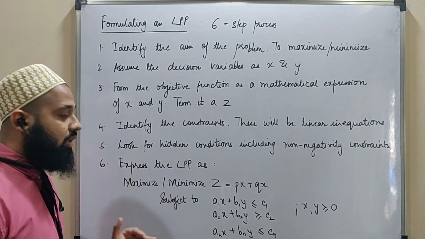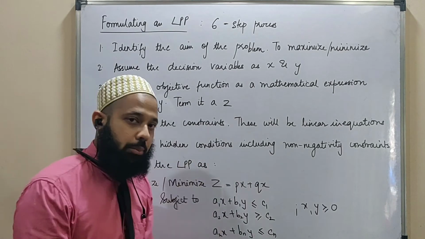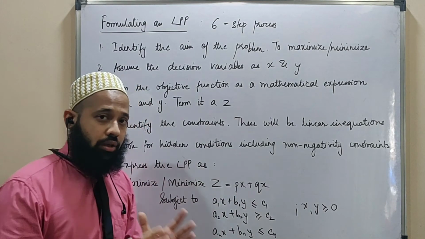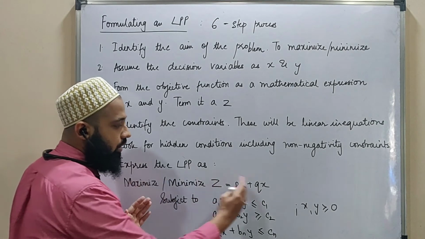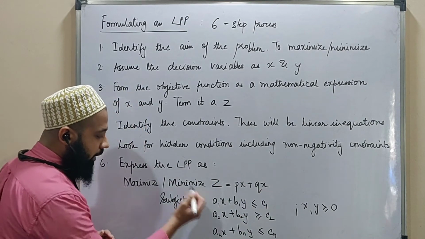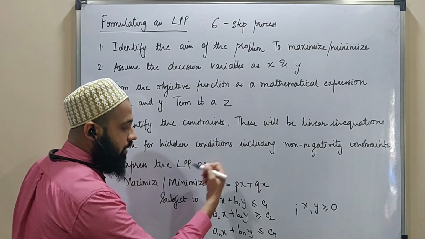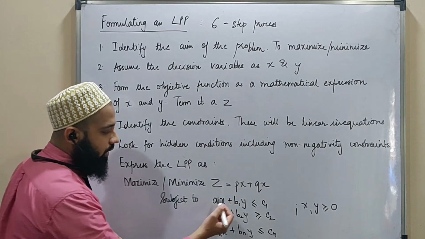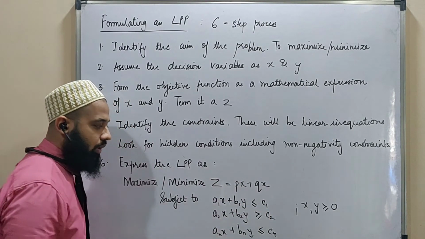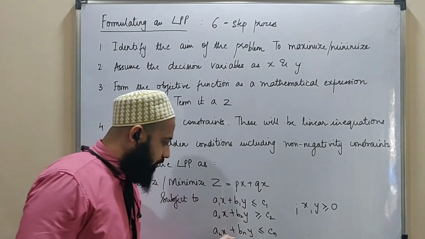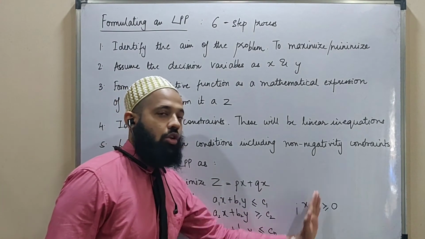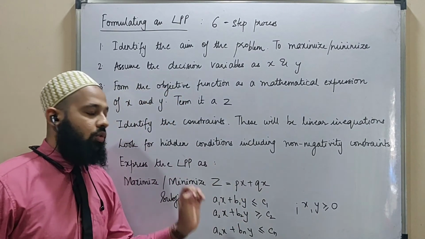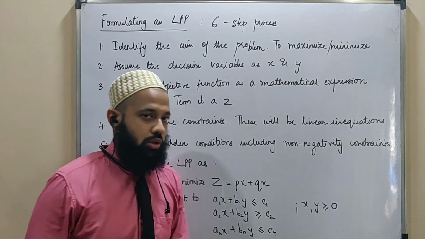Next, the final step, that is to express the LPP in a particular format. This is how it looks. Maximize or minimize, that z equal to, subject to. So based on these constraints this will be done. a1x plus b1y less than or equal to c1, and so on, all of your constraints, as many as they are, and finally non-negativity constraints of x and y greater than or equal to 0.